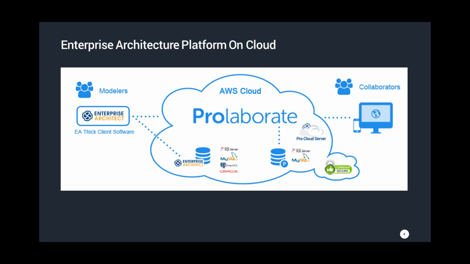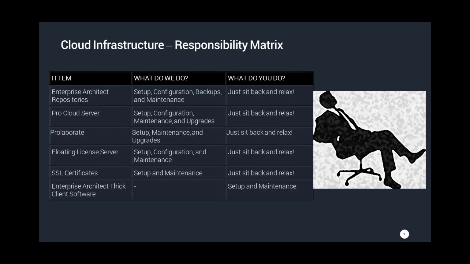The second one is the full Sparx architecture platform in the cloud, which includes not only the EA repository, but also Pro Cloud Server and Prolaborate. It's kind of the full enterprise suite of tools. That's also available as a fully hosted cloud option. Both of these are things that you might use, both in a crisis situation as well as in normal day-to-day activities. A lot of companies are sitting here saying, hey, you know what, I'd like to do a cloud migration of my architecture platform. Well, if you've been putting that project off for a while, now might be a good time to get it done, and we can help you accelerate that timeline and get it done fairly quickly.